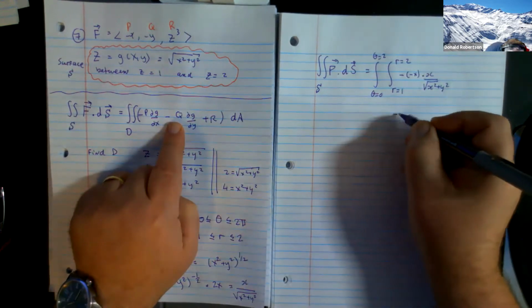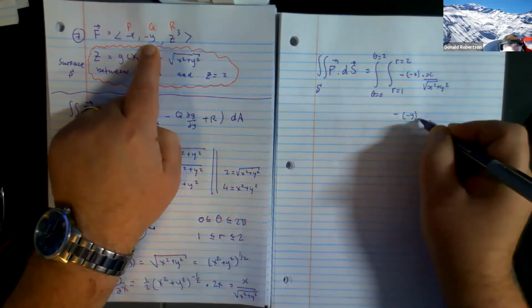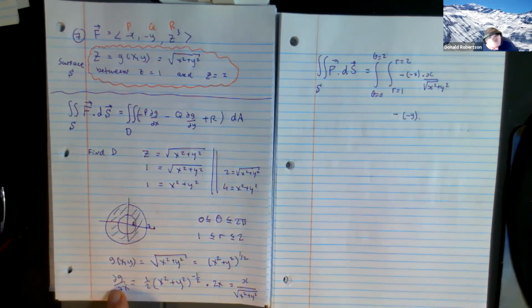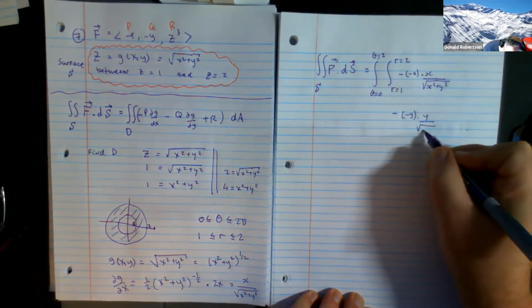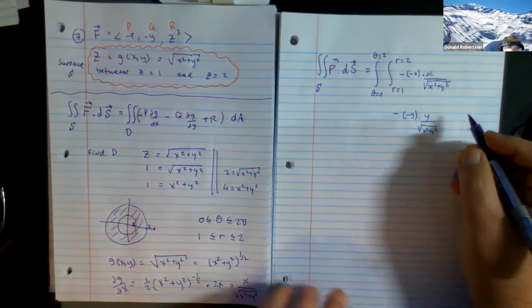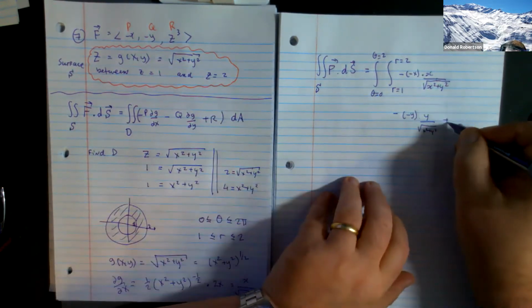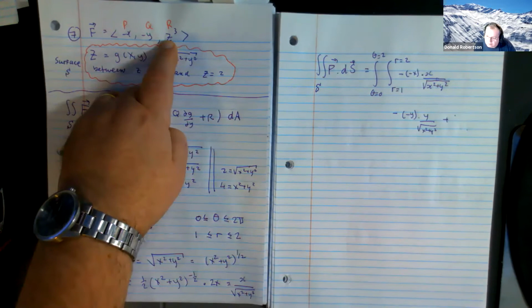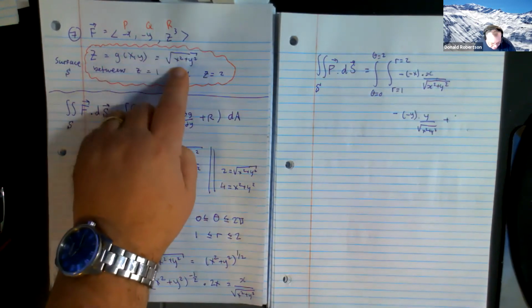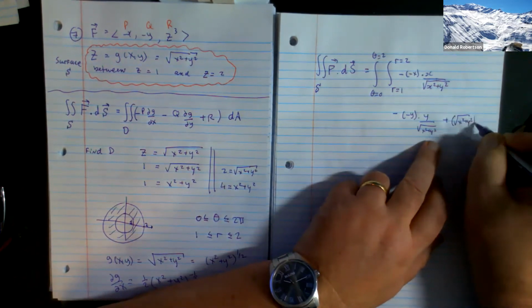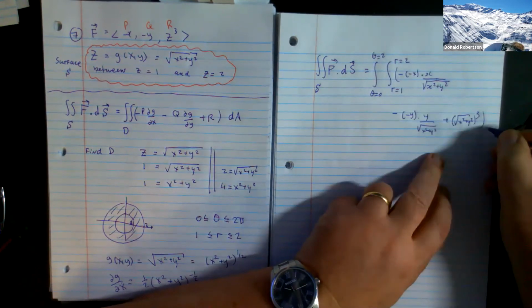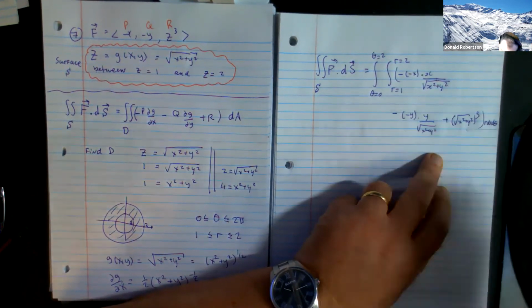It's going to be negative Q times the derivative with respect to y. Well, can't I just use symmetry here? So if I was doing this with respect to y, I'd get a y over the square root of x squared plus y squared. Then I'm going to add R, which is technically z cubed. Agreed? But z cubed is that guy cubed. And the whole thing's going to be done with an r dr d theta because we decided to go polar.